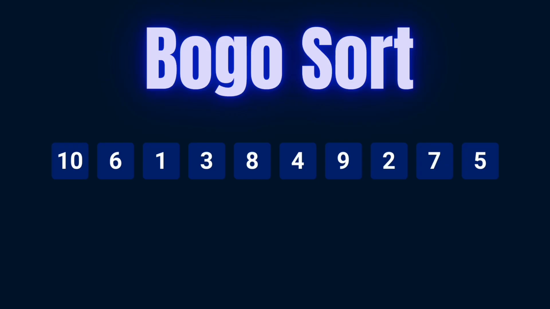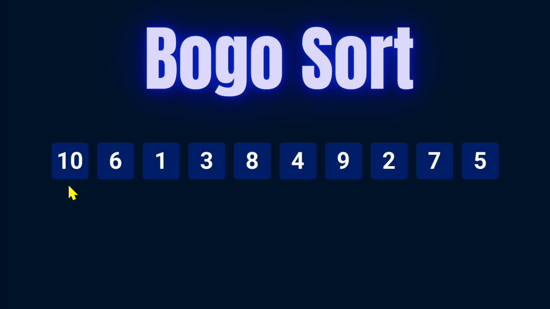Our first sorting algorithm is bogo sort. Now bogo sort is famous for being really inefficient. So you have got an array of numbers, and as you can see they are not sorted.